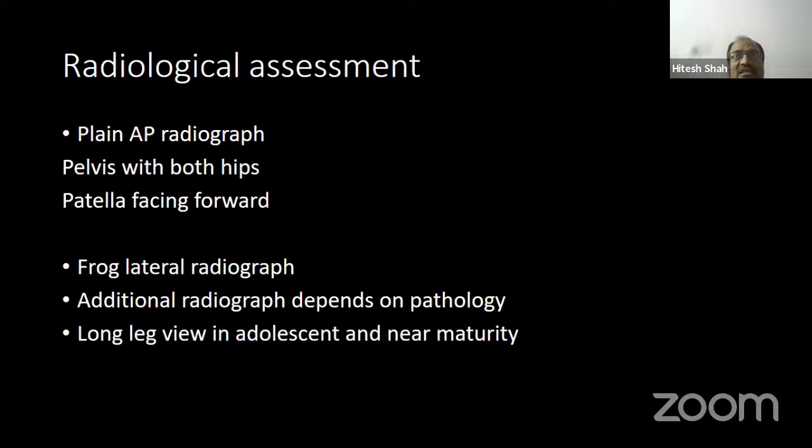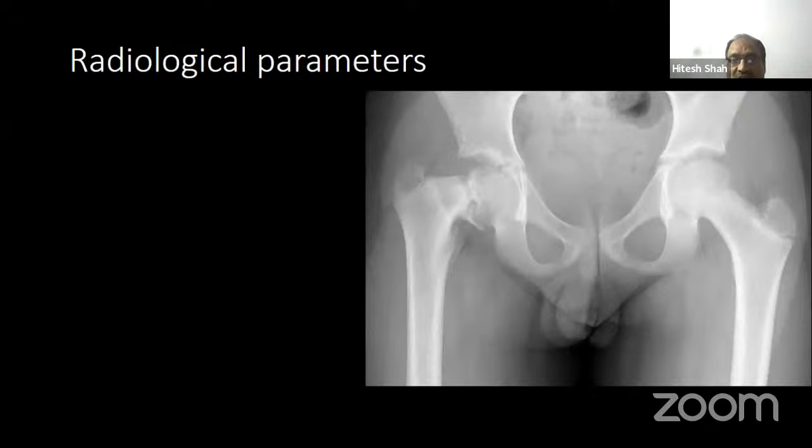As I said, it is very important to take the pelvis with both hips with the patella facing forward. If it is possible, we can check the functional alignment in the standing view. Always check the frog lateral view with additional radiographs depending on the pathology. The primary pathology will dictate all the requirements of the secondary X-rays. And in a standing patient, we can take a long leg view near maturity or in adolescence.